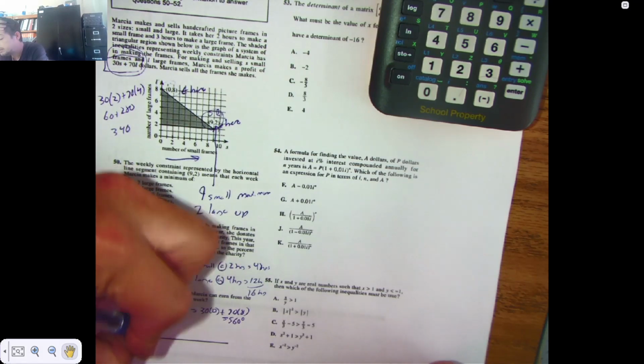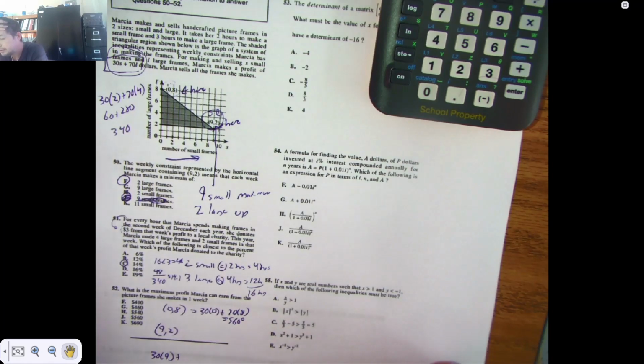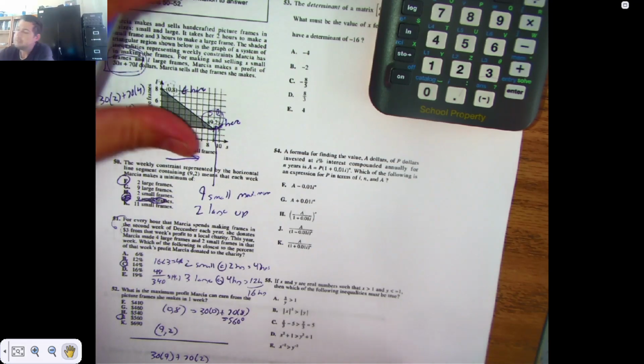If she does it here, 9, 2, she gets 30 for every 9, and then she gets 70 for every large. So that's going to be 270 plus 140. It's not as much money. It's $410. So 560. We did this lesson. This is where the maximums or minimums happen at the vertices.